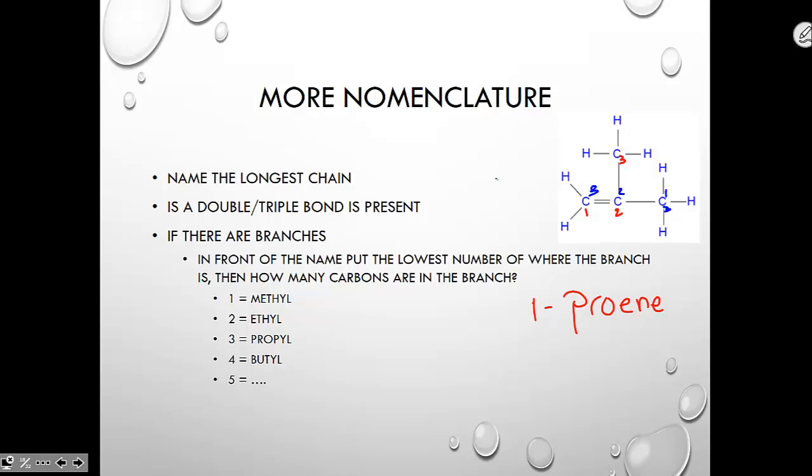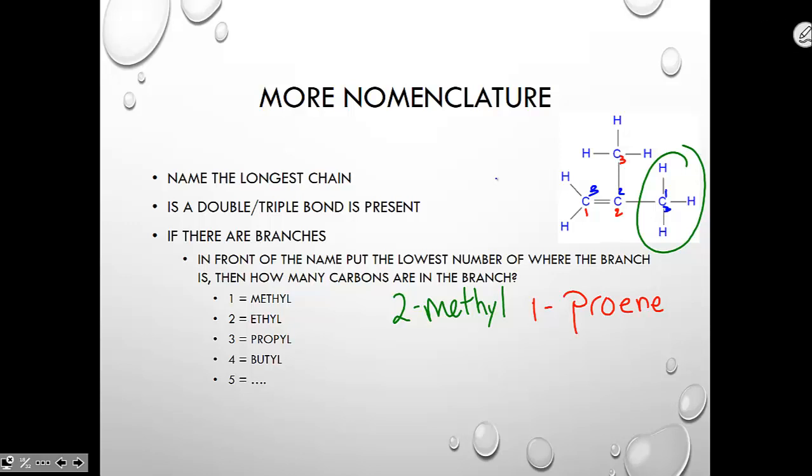However, we have another substitution present. A chain of carbons comes off of carbon 2. How long of a chain? A single carbon. So we would say it's a methyl group off of carbon 2. So the full name for this organic compound would be 2-methyl-1-propene.